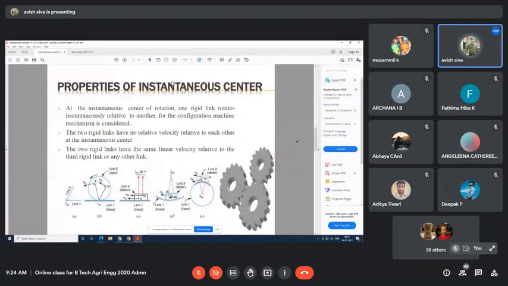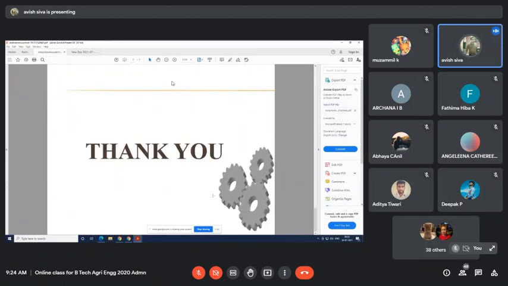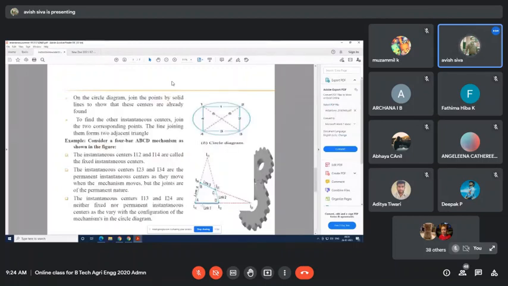Fixed type instantaneous center means you consider a 4-bar mechanism. Just consider a 4-bar mechanism in which link number 1 is fixed. So that corresponds to, see here, you can see link number 1. Here you can see in the figure, link number 1 that is fixed.